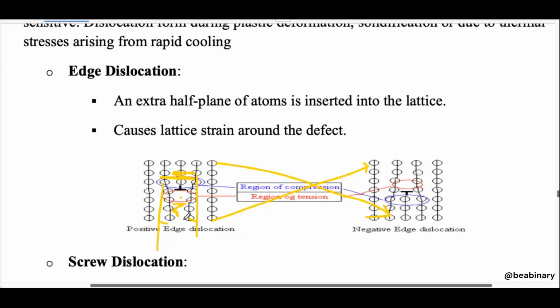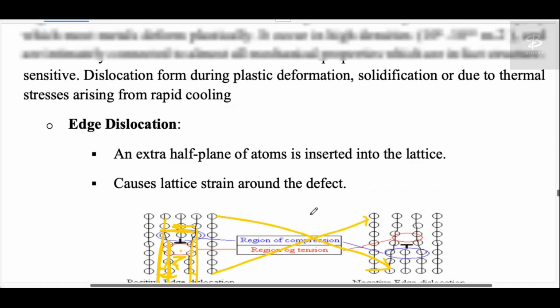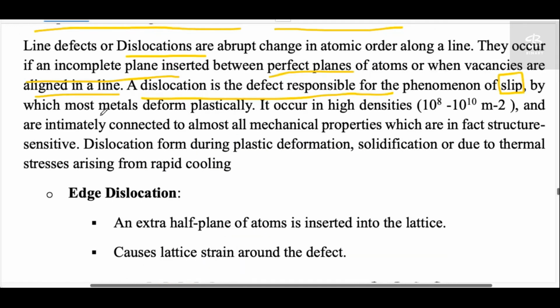Simple. If everything were perfect, then this line must follow this way. But due to the slip, and there is a vacancy, so they have slipped from here to there. This point has come this way. Similar to that, here also the same phenomenon has occurred. They have come here, so this is the slip. They have moved from one way to the other. It is very near, so this is slip, by which most metals deform plastically.